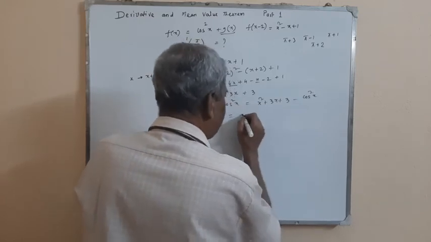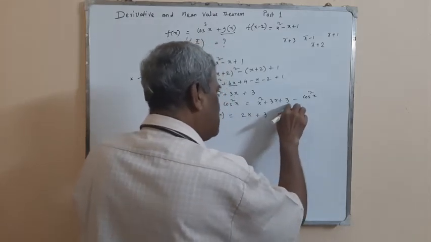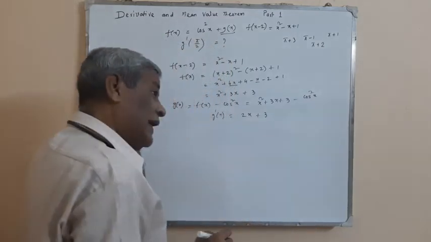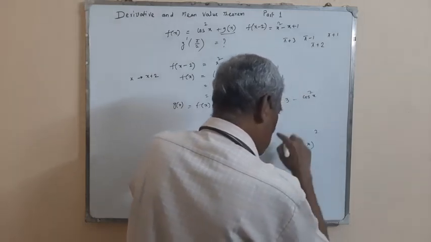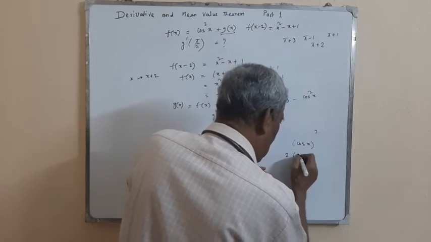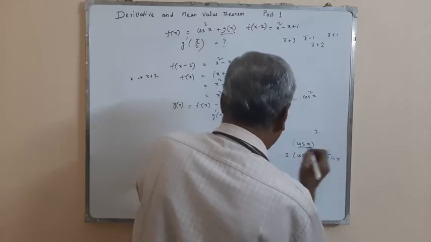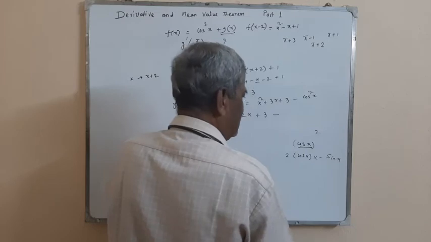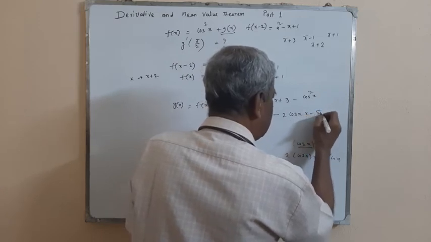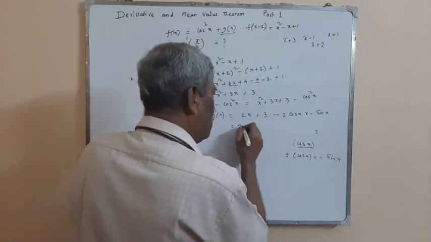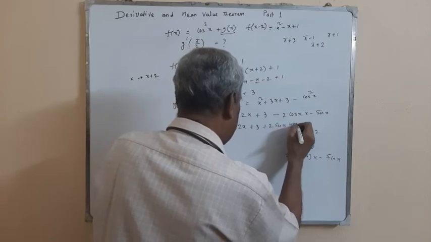g dash x is equal to the derivative of x square, 2x, plus the derivative of 3x, which is 3. The constant, its derivative is 0. And cos square x is of the type cos x to the power 2, so its derivative will be 2 into cos x into the derivative of cos x, that is minus sin x. So it is equal to minus 2 cos x into minus sin x, that is equal to 2x plus 3 plus 2 sin x cos x.